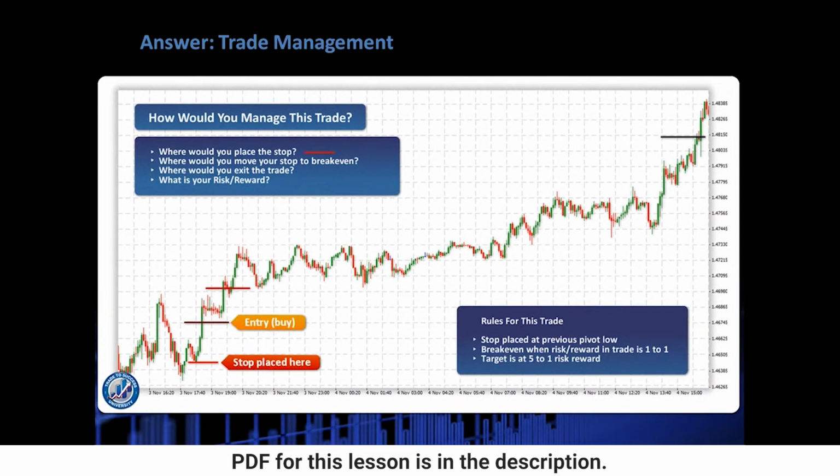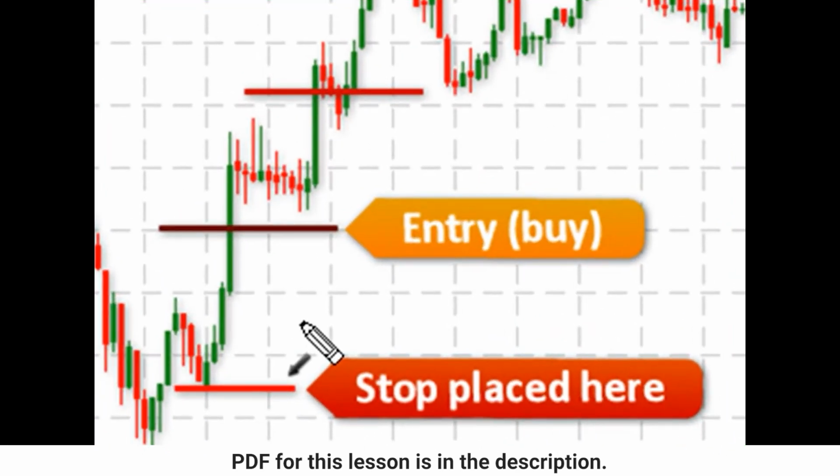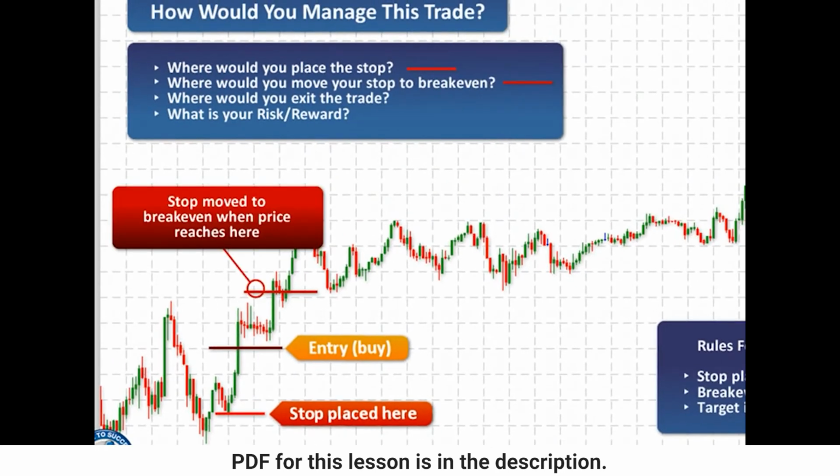Now our break even is when the risk reward is 1-to-1. So to determine where we have a 1-to-1 risk reward in profit, we first look at the distance from the entry to the stop. We are looking for the exact same distance in profit for our trade to be at a 1-to-1 risk reward. So therefore we will move our stop to break even, meaning that we will move our stop from our original stop position to our entry price here when price reaches this point.